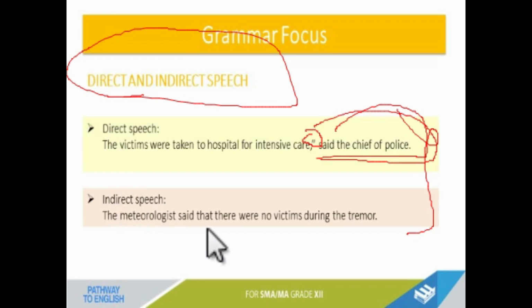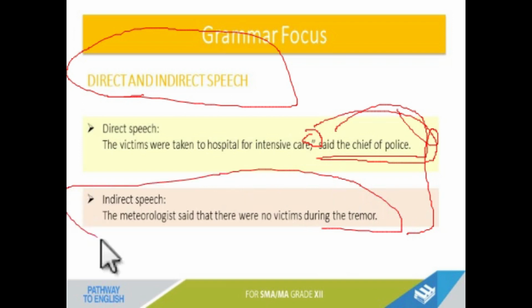The meteorologist said that there were no victims during the tremor. So there are punctuation marks. We restate what the meteorologist said, so we write: the meteorologist said that there were no victims. That is the difference. And how to change direct into indirect or indirect into direct, you have already learned.